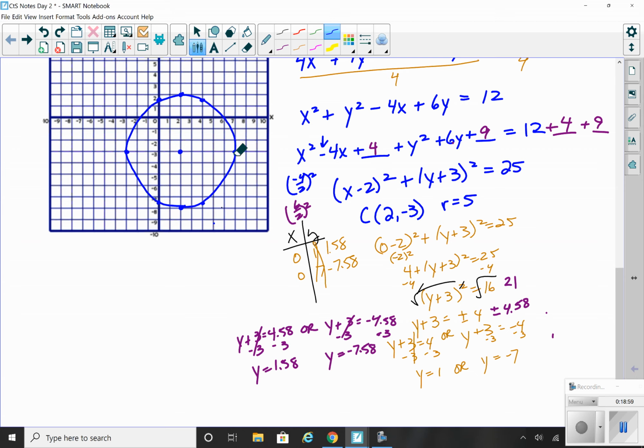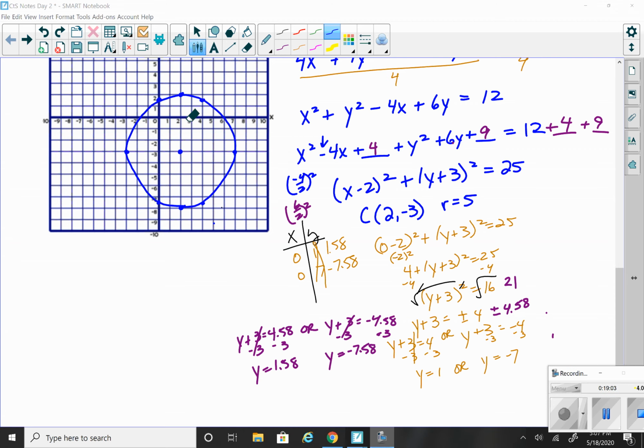So again, your homework tonight is just like this. It's a worksheet with 4 problems where you have to come up with the standard form of the equation of the circle, and then come up with 2 additional points that you can plot, along with the symmetry points as well. So good luck, and let me know if you have any questions.